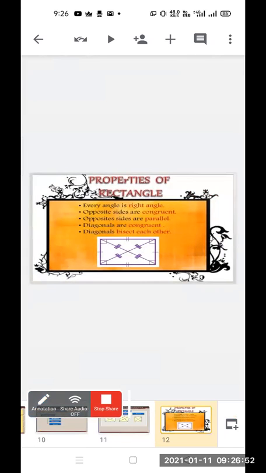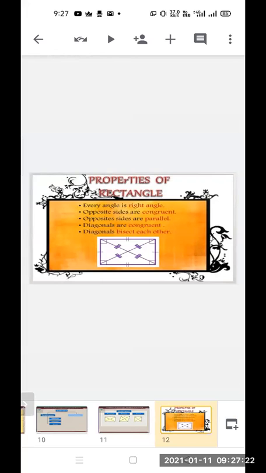so let us study the definition and properties of each quadrilateral. First we are going to study, already we have discussed and you are familiar with this geometrical figure, that is the rectangle, children. And we know that it is a type of quadrilateral in which all of its angles are right angles. That is the basic definition of a rectangle. So what are the properties?